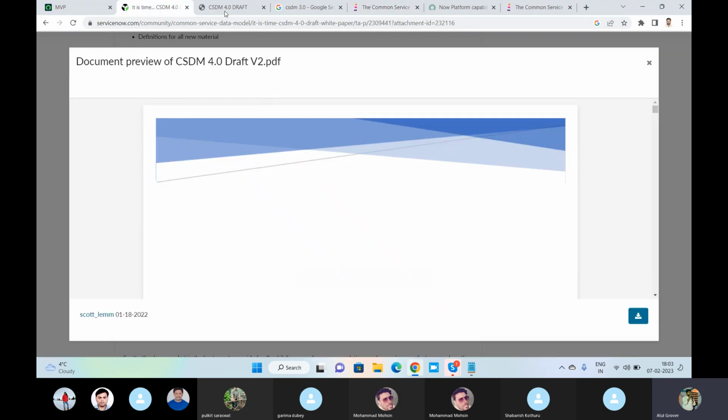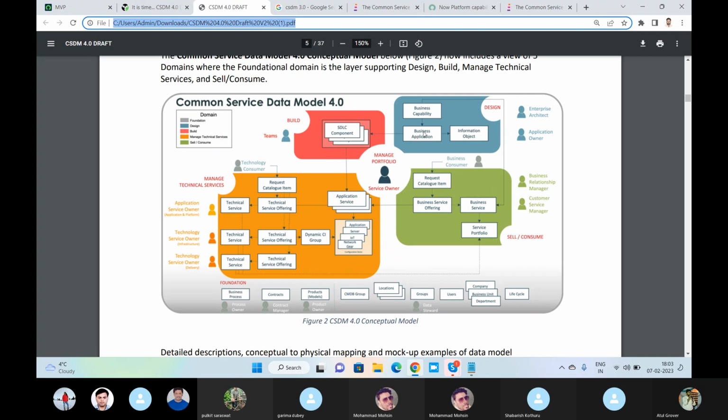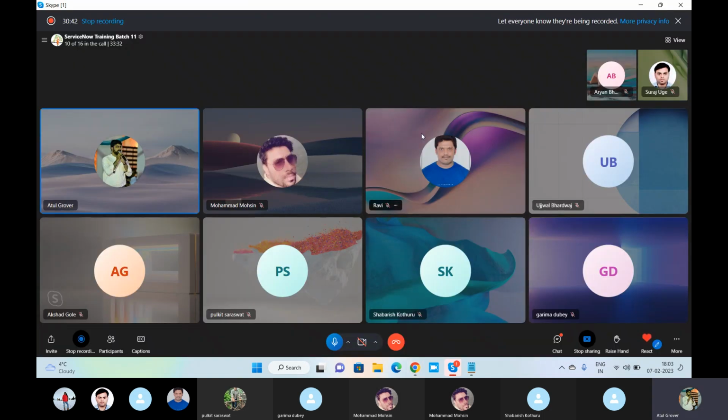Now, what is the business application? Now we're going deep. Remember, when we started, we were just on the top of the sea. Now we're going deeper and deeper and deeper. And by the end of this class today, you will be completely deep in the CMDB part. I'm sure when you sleep today, you will get dreams of CSDM or CMDB only.